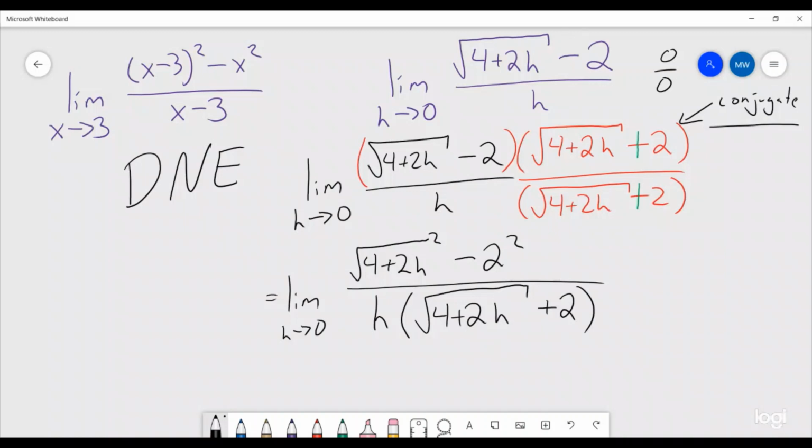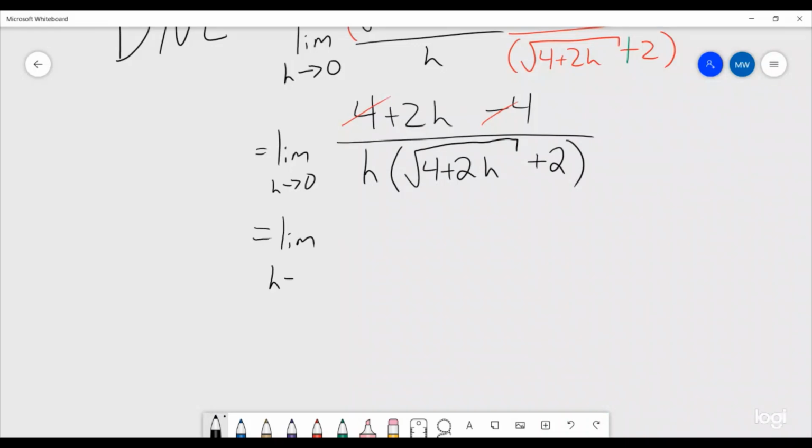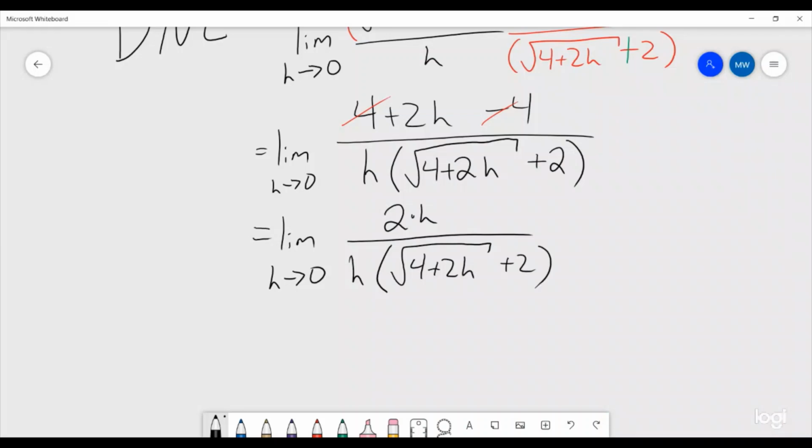So if we expand the top, well, square root squared is the same thing as just canceling out the square roots. So this top just becomes 4 plus 2h minus 4. Well, 4 minus 4, those go to 0, those will cancel. So we then have the limit as h goes to 0 of 2h divided by h times the square root of 4 plus 2h plus 2. Well, we have 2 times h divided by h. Those h's will now cancel. And now we canceled out the thing that was making us divide by 0.